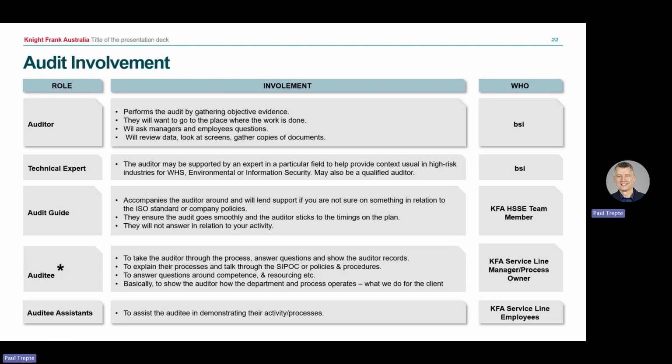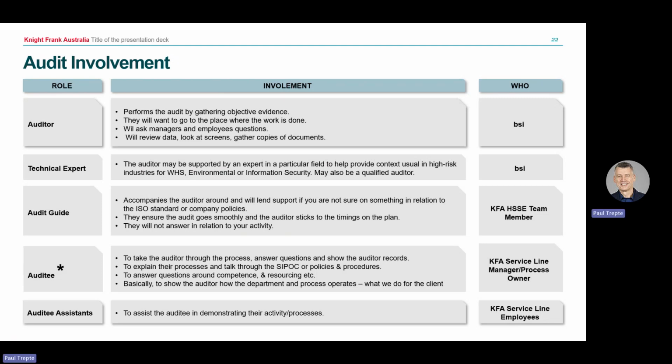So we have the auditor. The auditor will be from BSI, and their involvement is to perform the audit by gathering objective evidence. They will want to go to the place of work where the work is done, and they will ask managers and employees questions, and they will review data, look at screens if that's how we demonstrate a workflow or how our process works, because obviously these days we're controlled a lot by applications, computer programs, etc. and they may ask to gather copies of documents.